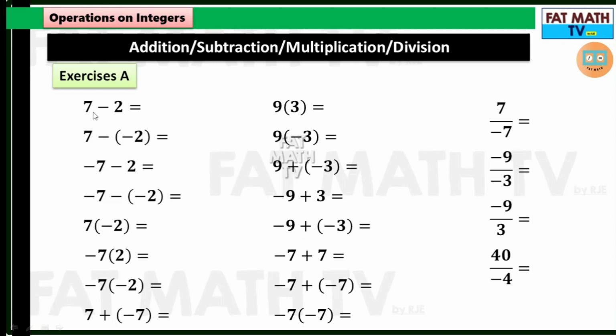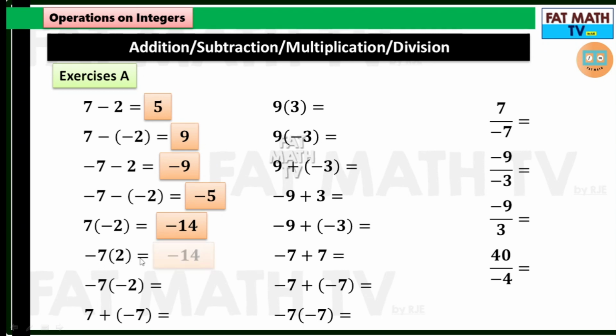Okay, this is 7 minus 2, that is 5. 7 minus negative 2, that is 9. Check your answers. Negative 7 minus 2 is negative 9. Negative 7 minus negative 2 is negative 5. 7 times negative 2 is negative 14. Negative 7 times 2 is also negative 14. Negative 7 times negative 2 is positive 14. 7 plus negative 7 is 0.